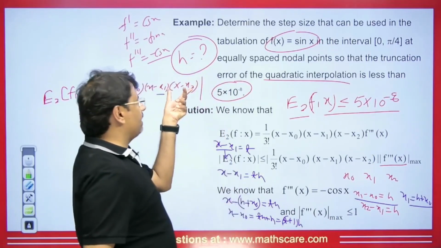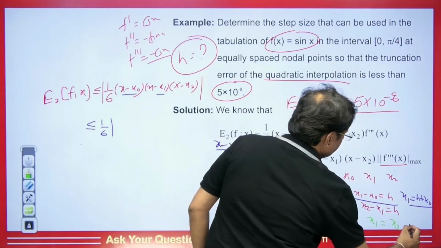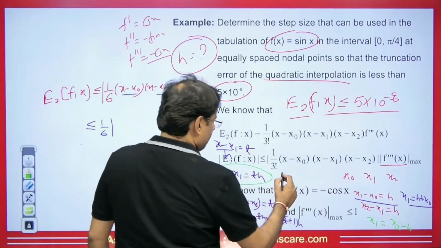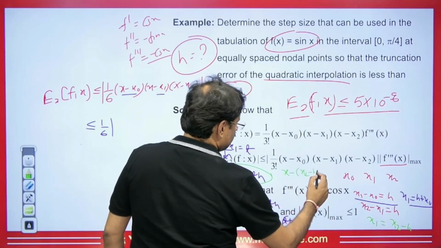Now what will we do? We need to find the value of this. So we find the value of x1. The value of x1 will be x2 minus h. We take this x1 and place it here, right? So here its value will be x2 minus h is equal to th.